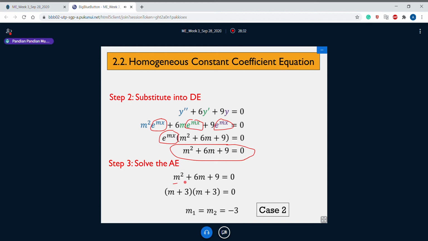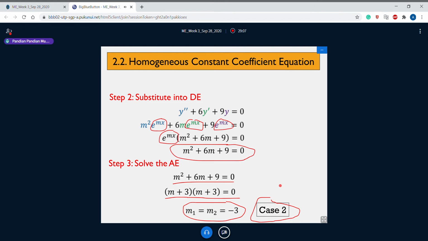Then you try to factorize this. The easiest way is to use trial and error, intuitive calculation. Then you find this is (m + 3), and then m + 3 equals 0. Solve this: you have m1 = -3, m2 also -3. So you have two repeated roots. Then this falls under case 2.